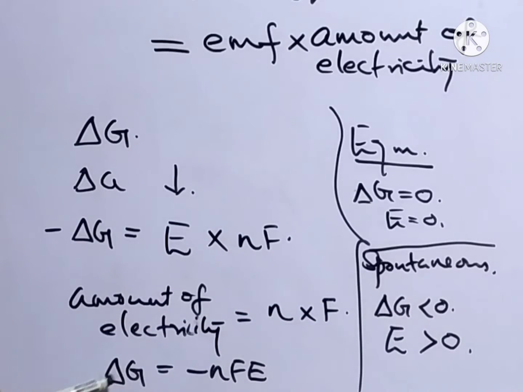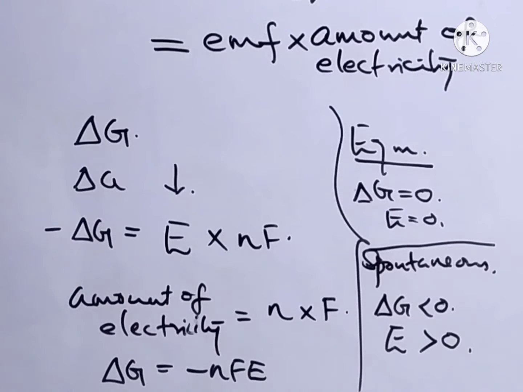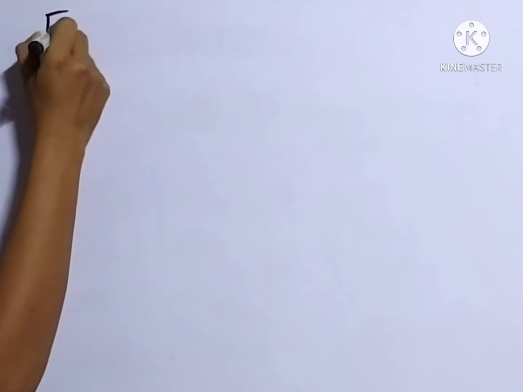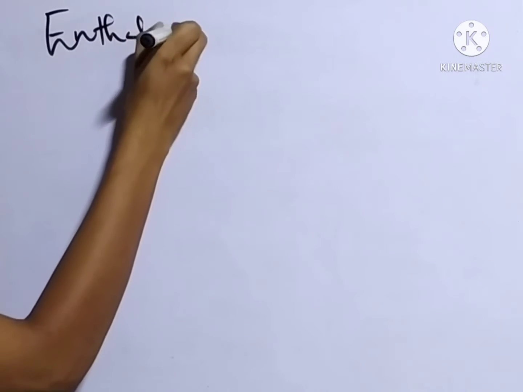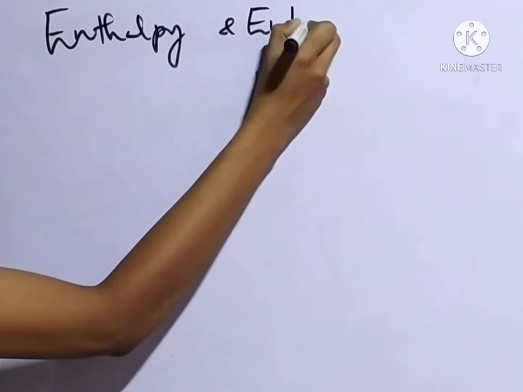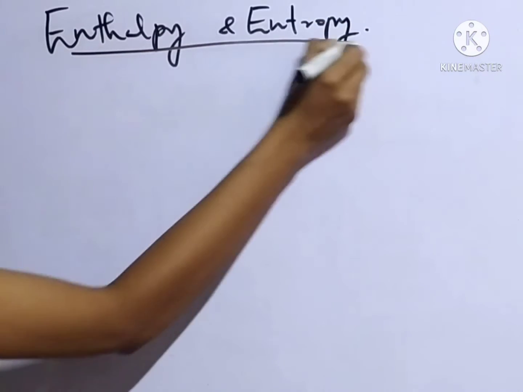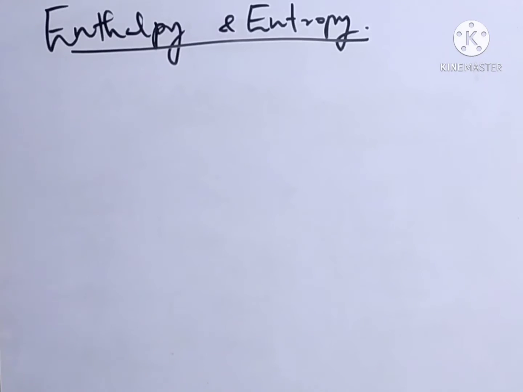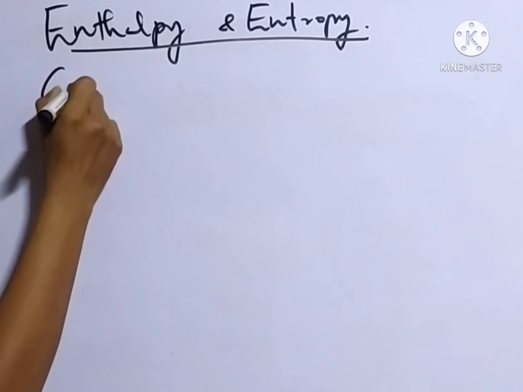By substituting delta G equals minus NFE in the Gibbs-Helmholtz equation, we can calculate the change in enthalpy delta H and the change in entropy delta S of an electrochemical cell. So let us calculate those values. Now we can calculate the enthalpy and the entropy of reversible electrodes. The enthalpy and entropy of reversible electrodes can be derived from the Gibbs-Helmholtz equation.